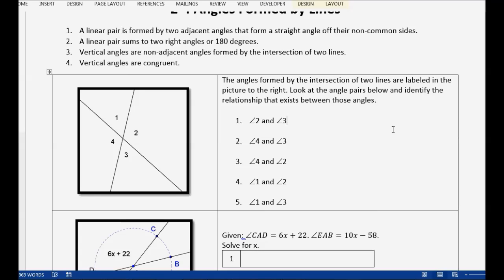Okay, angle 2 and angle 3 are next to each other, so they form a linear pair. Angle 4 and angle 3, again, are next to each other, so they form a linear pair. Angle 4 and angle 2 are across from each other, so these are vertical angles. Angle 1 and angle 2 are adjacent to each other, so they are a linear pair. And angle 1 and angle 3 are across from each other, so they are vertical angles.